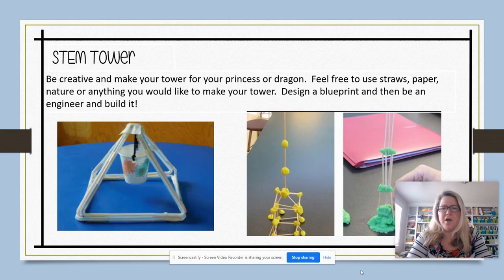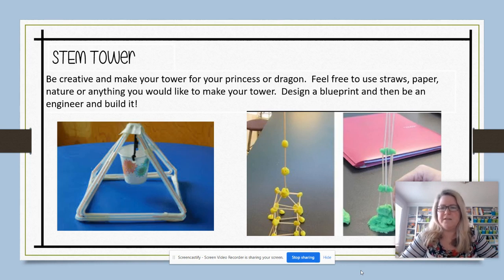Feel free to use straws, paper, nature, or anything you would like to make your tower. Design a blueprint and then be an engineer and build it. So these are just simple ideas. You do not have to copy these ones, but if you would like, you can. And see what you have in your house to make it. It does not have to be permanent, and see what you can come up with.